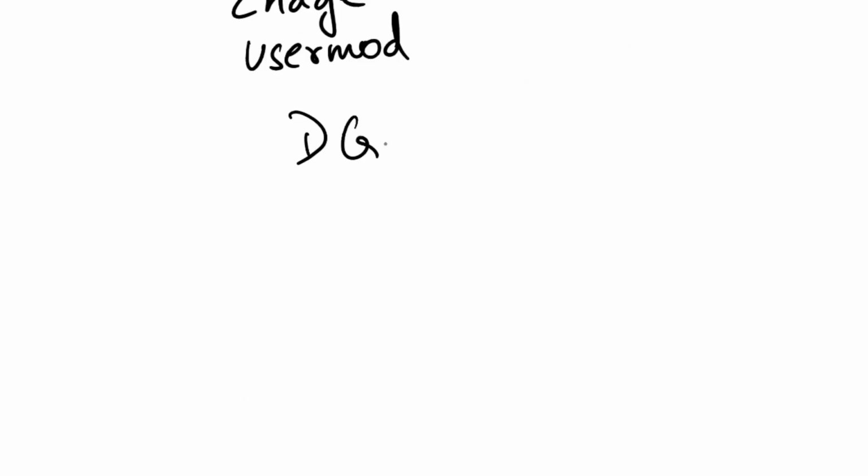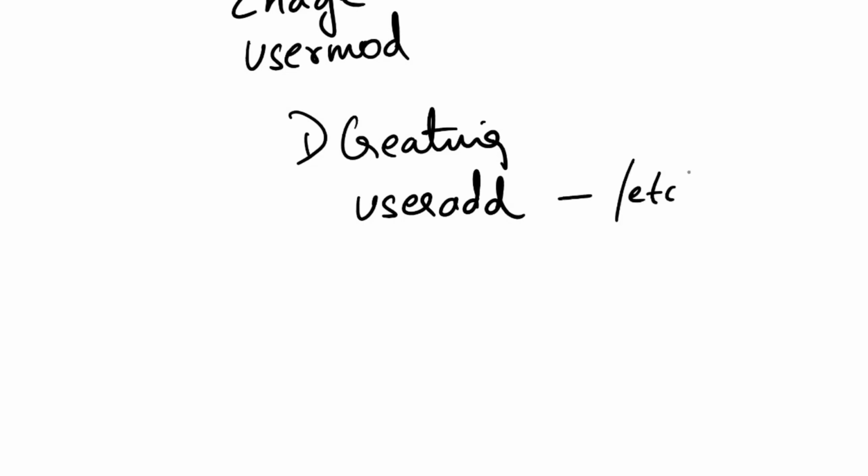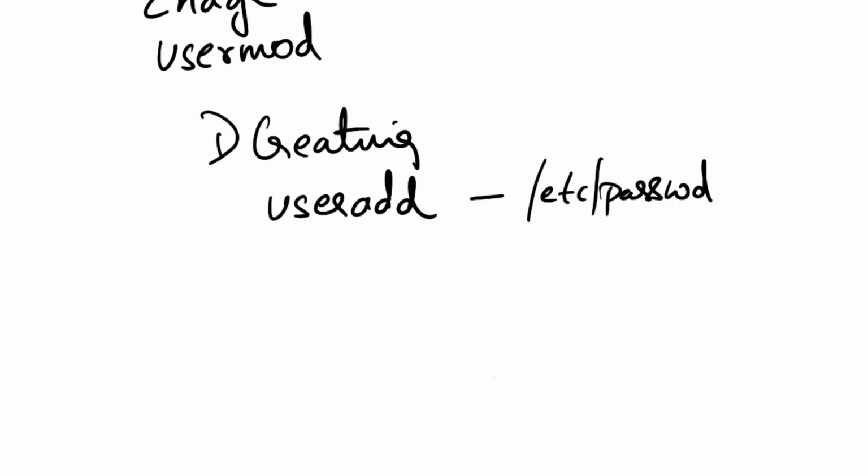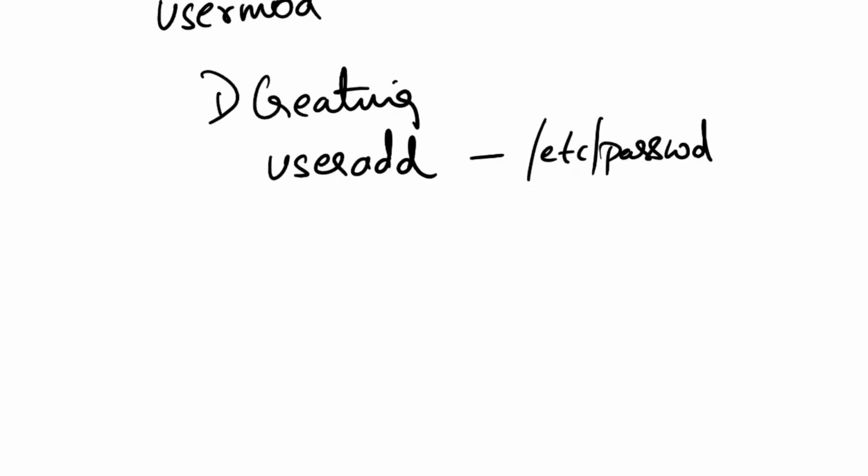First is creating a user account. To create a new user account, the useradd command is used to add the user's information to the /etc/passwd file and create the user's home directory. The password is usually set separately using the passwd command, which updates the /etc/shadow file.